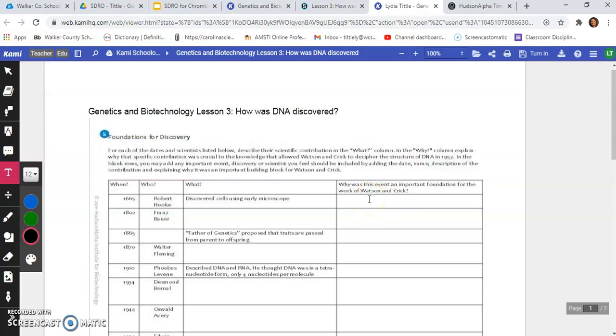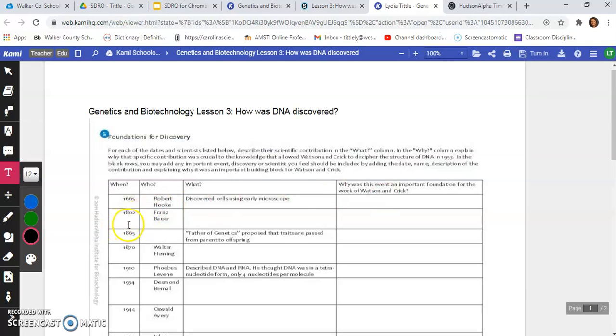Why was this event important? Foundation for the work of Watson and Crick. Well, here I might put something like, without the discovery of cells, we would have never discovered DNA. Or if you would like to put some other comment there that applies, then that would be fine.